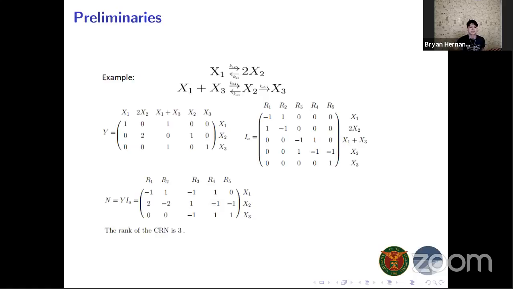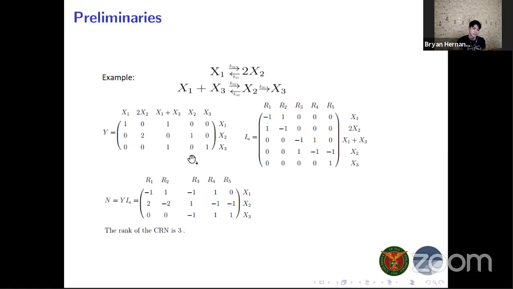We now go to this example. In this example, you have 5 reactions. The first reaction is x1 to 2x2. The second one is 2x2 to x1. The third reaction is x1 plus x3 to x2. The fourth one is x2 decomposes to x1, x3. And then the fifth reaction, x2 to x3.